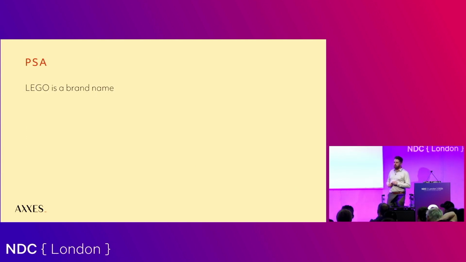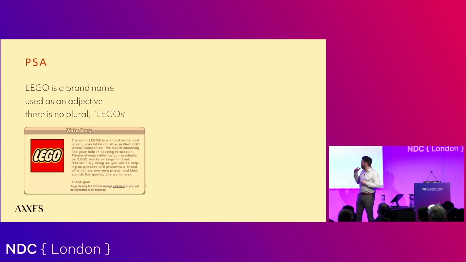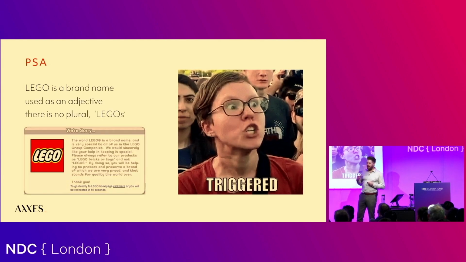And then a service announcement. Lego is a brand name and it gets used as an adjective. So you say Lego set, Lego brick. You never say Legos. If you say Legos, you annoy Lego people, right? Don't do that. This is even a service announcement from the Lego website itself. So use it as an adjective. It just makes you look foolish if you say Legos, just so you know.